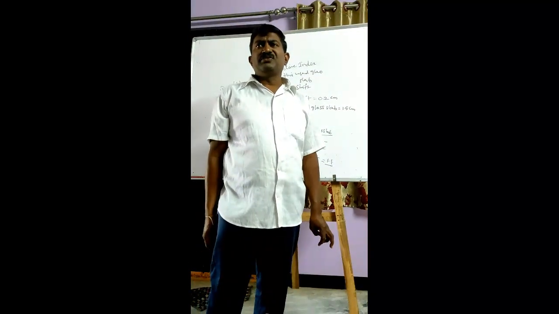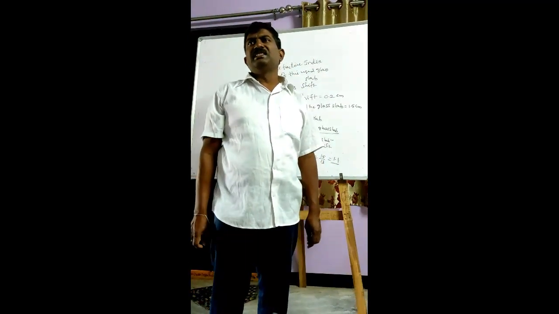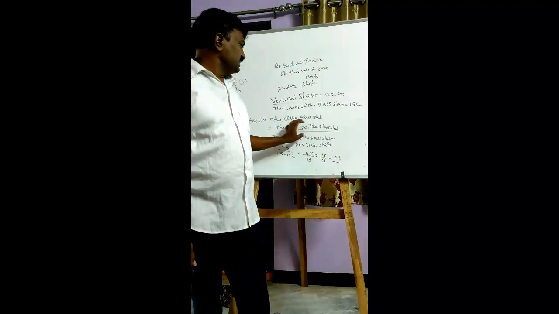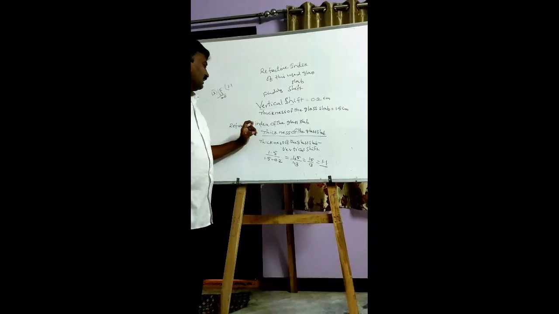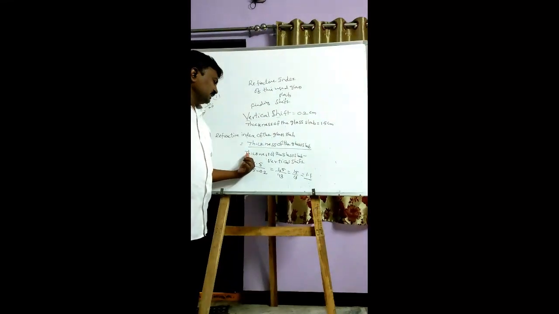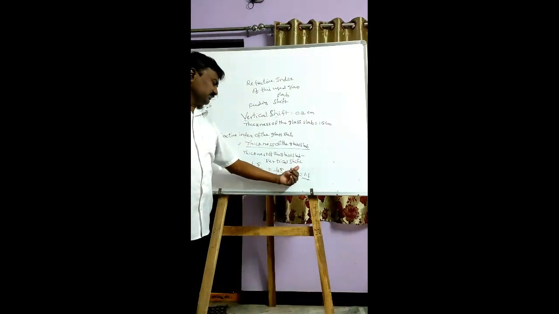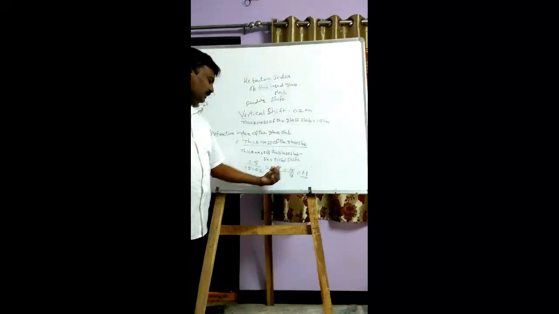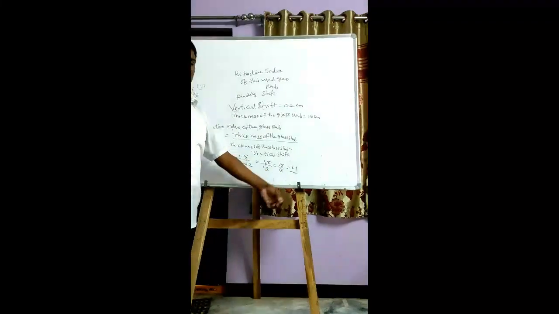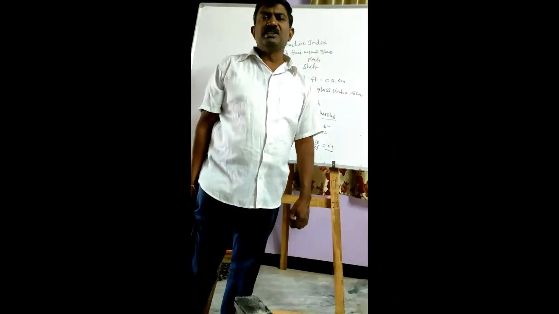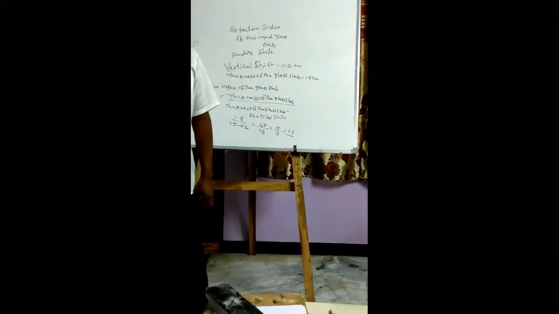By using this shift and measuring the thickness of the glass slab, we substitute in the formula: refractive index of the glass slab is thickness divided by thickness minus vertical shift, 1.5 by 1.5 minus 0.2, that is 1.3, which is nearly 1.1. That is the refractive index of the glass slab used in this experiment.